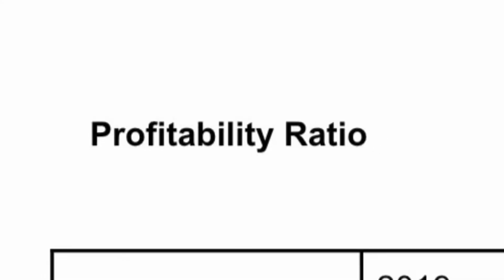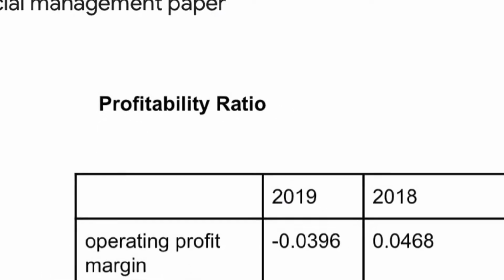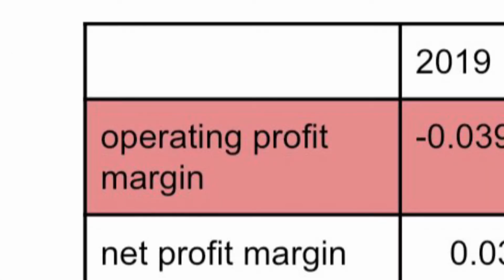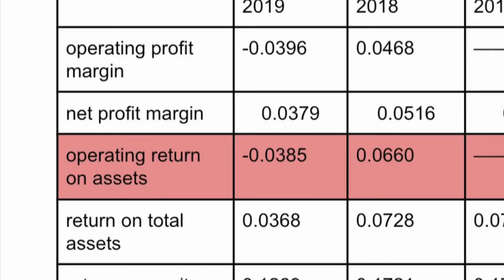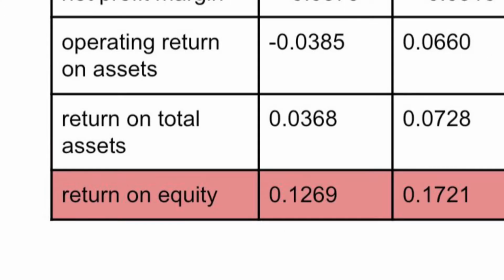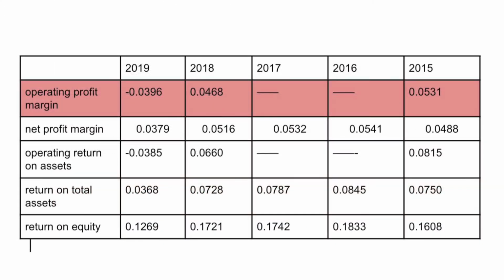This topic is all about profitability ratios. We will be focusing on 5 ratios, which are operating profit margin, net profit margin, operating return on assets, return on total assets, and return on equity. The first one is operating profit margin analysis.